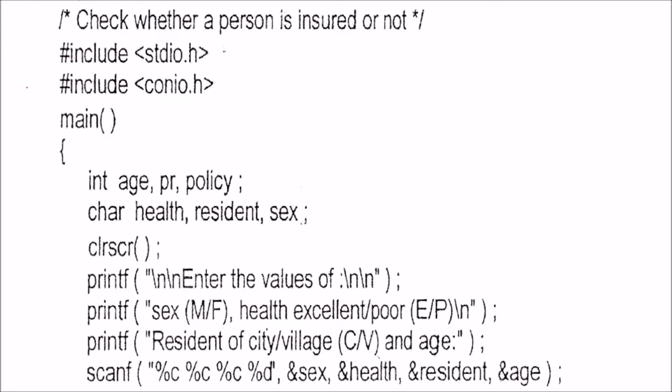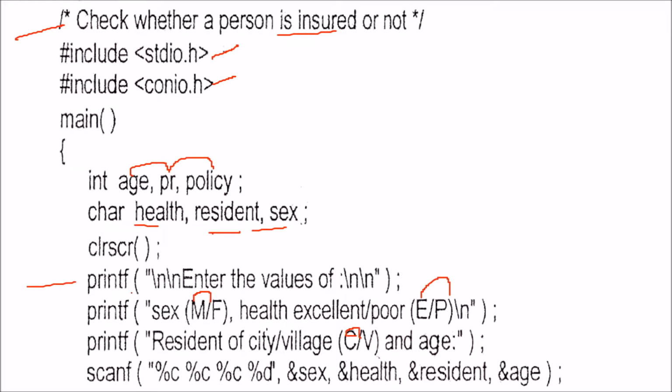So how are we going to solve this, or write a program for this? We'll write a comment. This is not mandatory, but it's good practice: check whether a person is insured or not. stdio.h and then conio.h. Then we take age, pr and policy. I'll tell you what these are. First of all, characters: health, resident and sex. Health can be excellent or poor. The sex can be male or female, and the resident can be city or village.